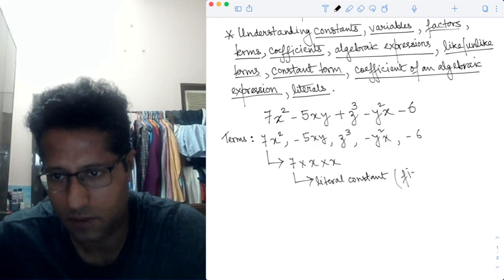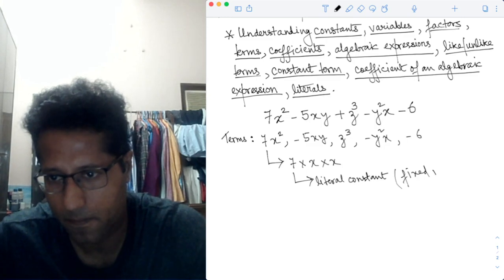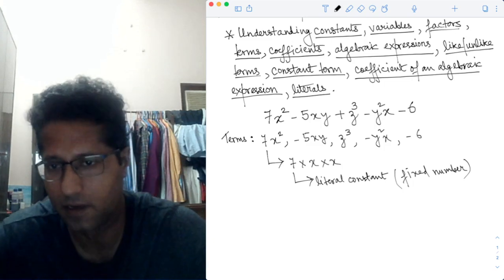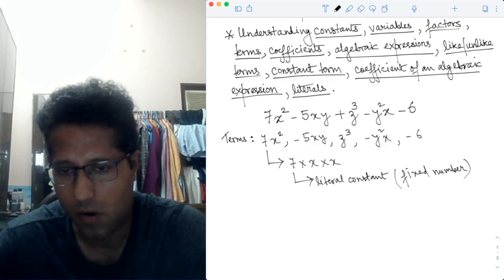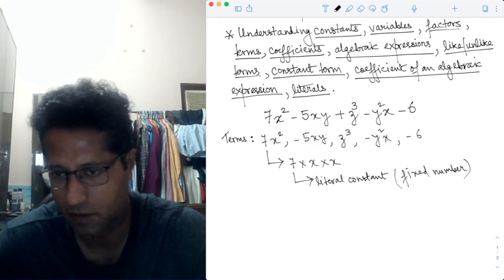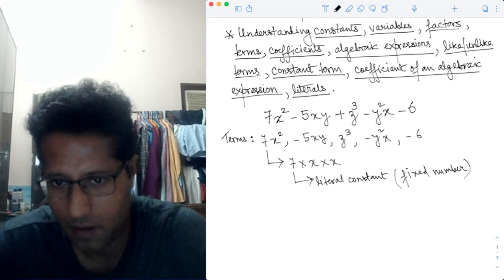What is a literal constant? A fixed number. Everything is a number. A constant is a number, a literal is a number, a variable is a number. Now a literal constant means its value will never change, so it's a fixed number. A literal constant.